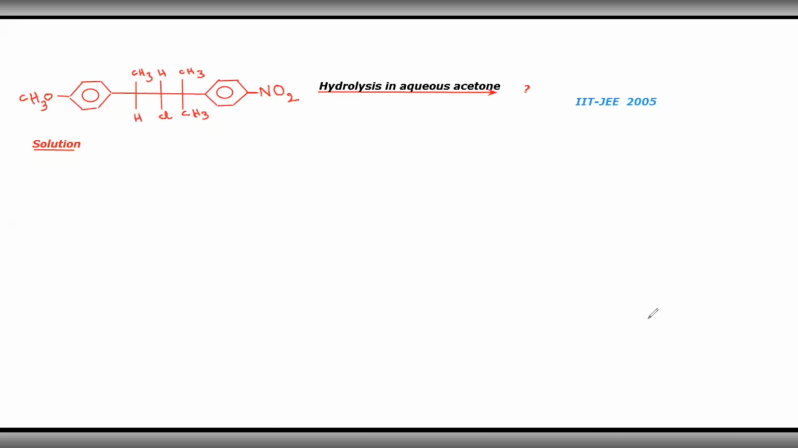Dear aspirants, this question includes two concepts. They are nucleophilic substitution and rearrangement of carbocations. In the given compound, halogen is connected to the secondary carbon. So this is a secondary alkyl halide.